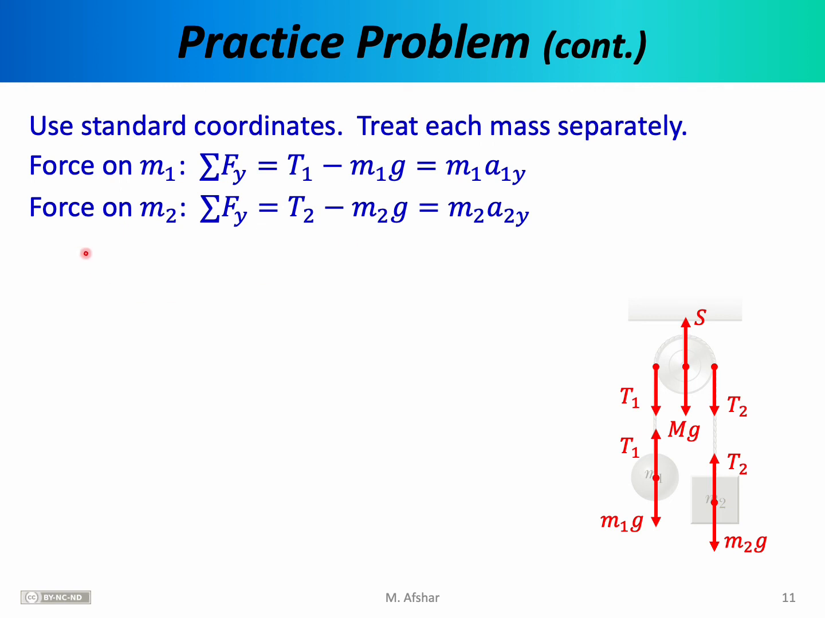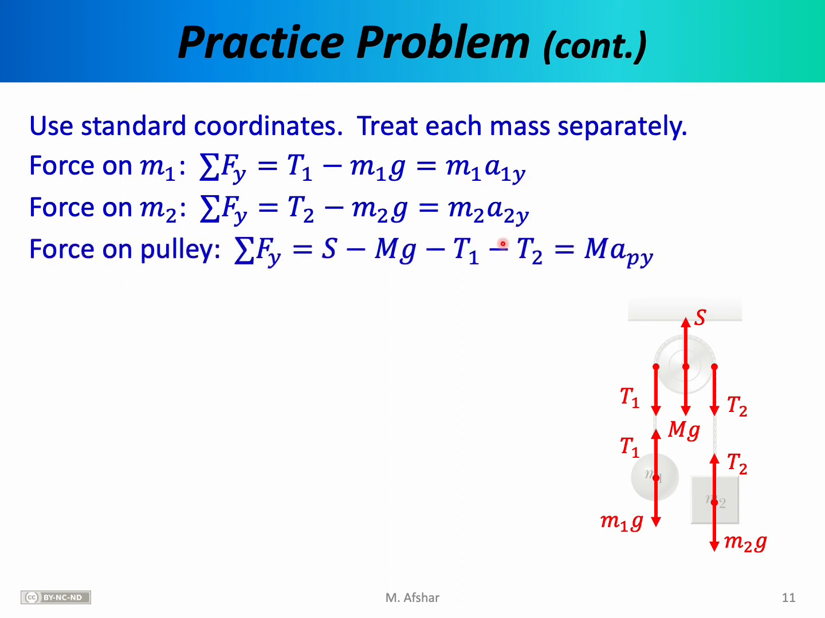Next, let's talk about m2. The sum of the forces in the y direction acting on the second object is T2 minus m2g, and that is equal to the mass of the second object times the acceleration of the second object in the y direction.